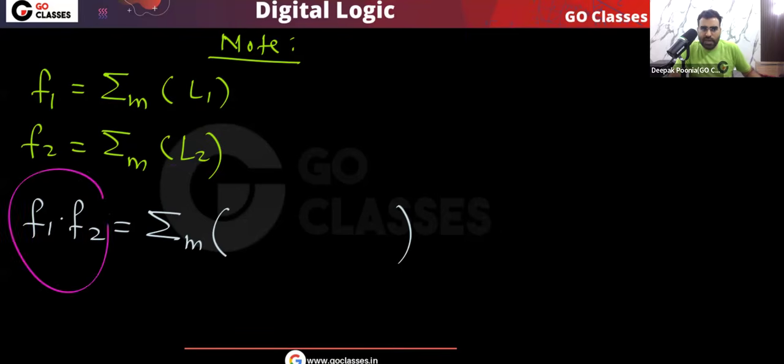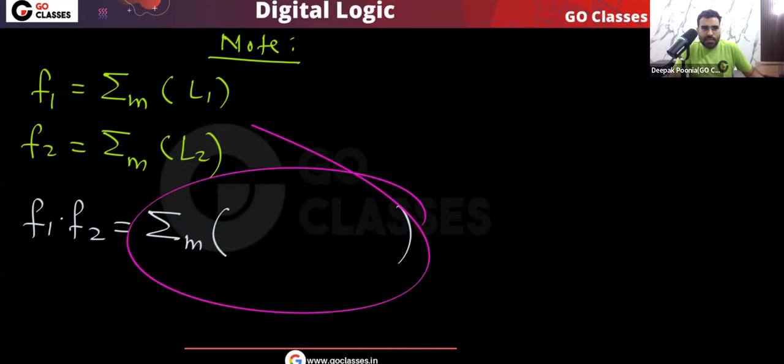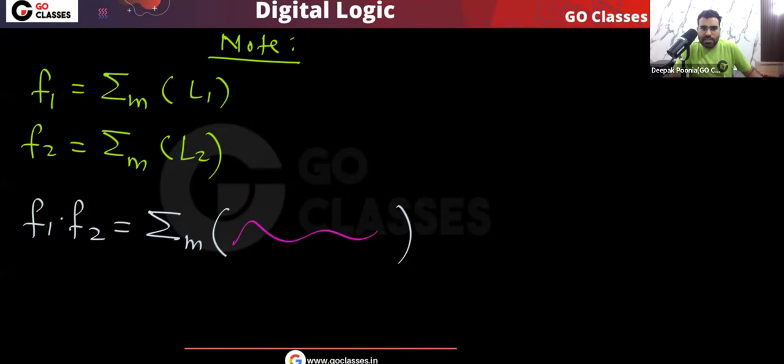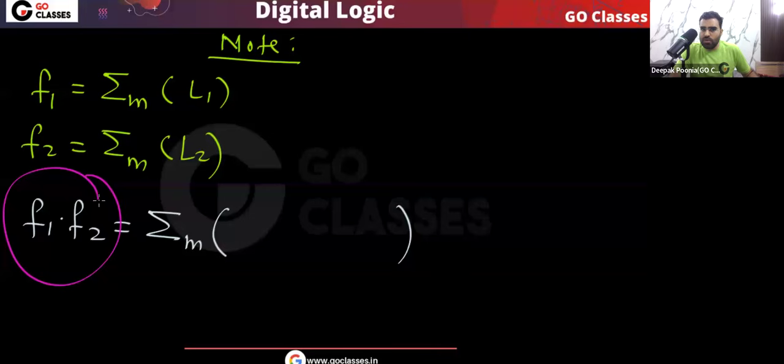Tell me, when will F1 and F2 be 1? I want the minterm list of F1 and F2, means I want those indexes, those row numbers, or I can say those input combinations where F1 and F2 is 1. Because I want the sum of minterms expression for F1 and F2. F1 and F2 will be 1 for those input combinations where both F1 and F2 are 1. Do you agree with me?